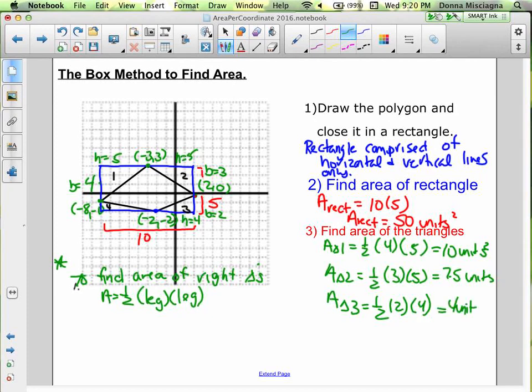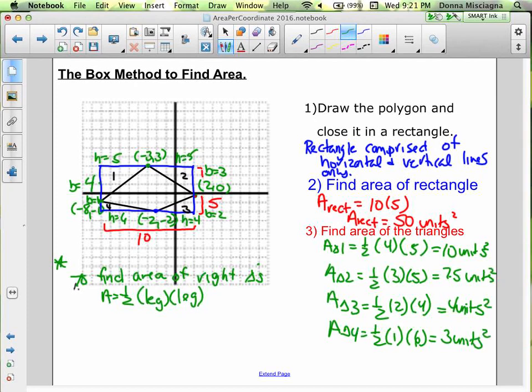We only have one more triangle. Triangle 4 there, so a little skinny triangle. Its base there is 1. And the height 1, 2, 3, 4, 5, 6. So the area of triangle 4 is 1/2 times 1 times 6, which is 3 units squared.